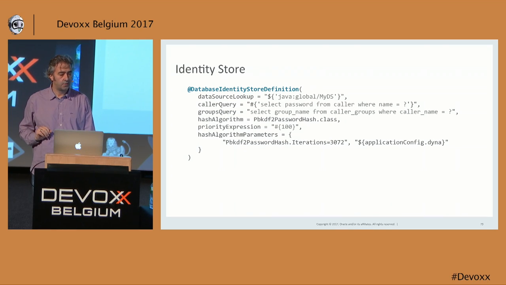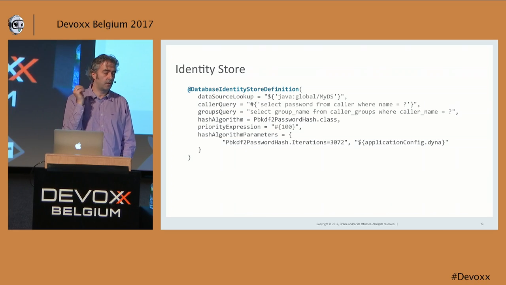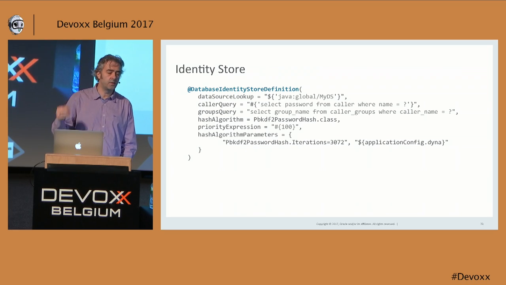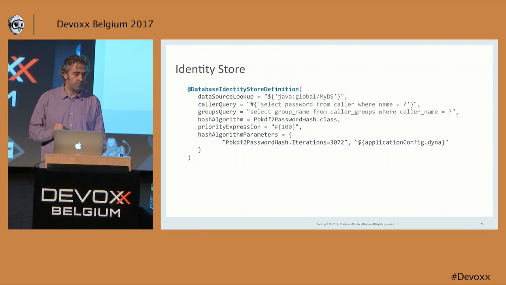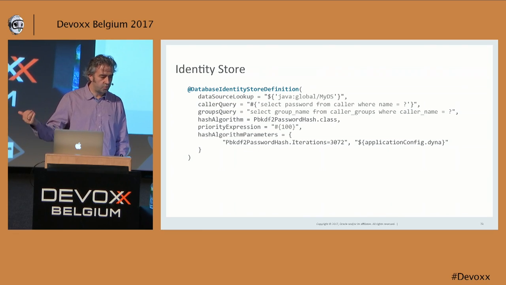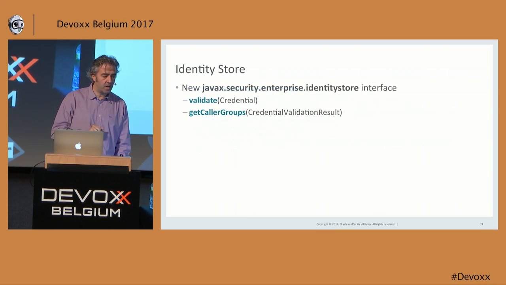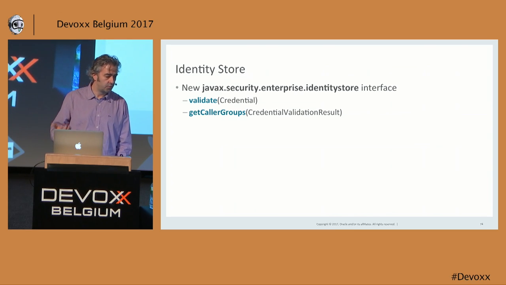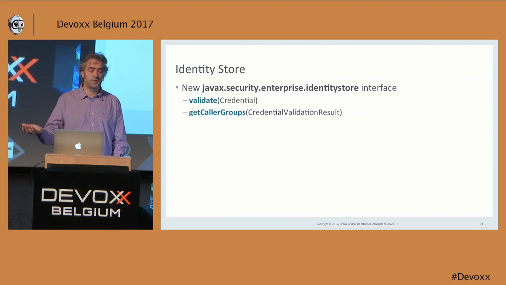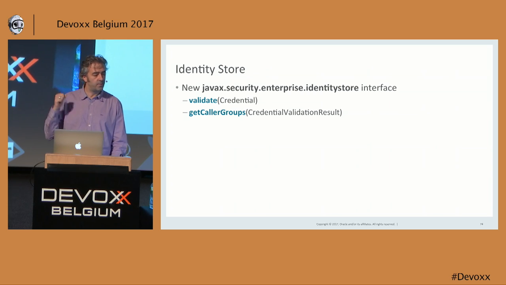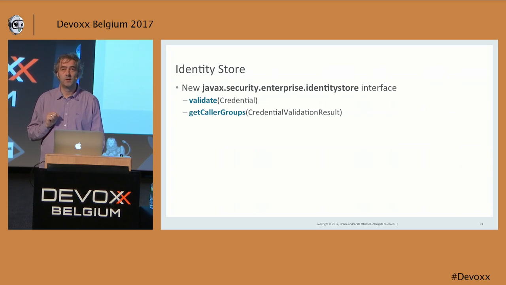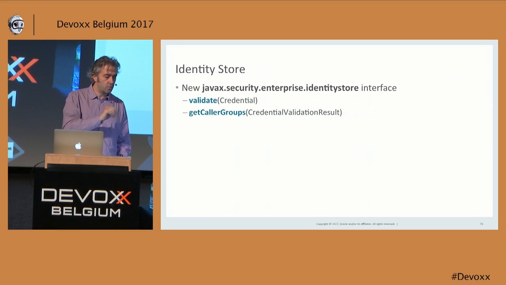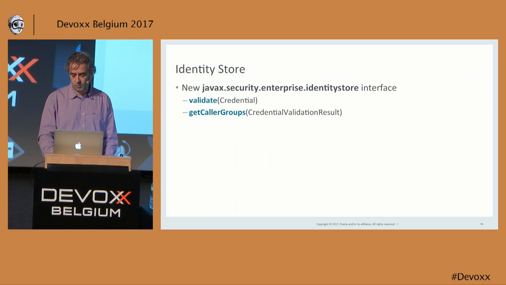This is a database identity store. So basically, I'm using this annotation to specify how my users are stored in my database. We also have an LDAP one, and obviously, you have the ability to write your own identity store. You just need to implement this identity store interface, and in fact, you just need to implement the validate method. You can also use an identity store to get additional details. Then you will have to implement the getCallerGroups method too.